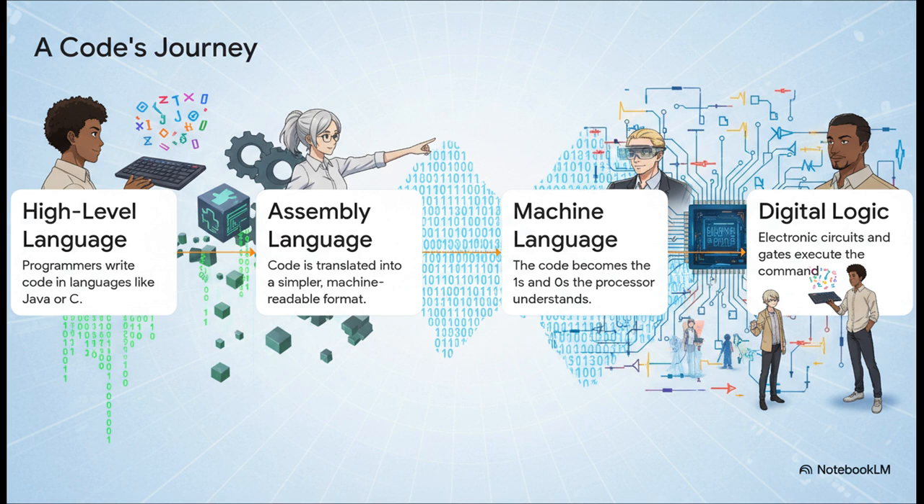It starts at a high level with a language like Java or C that's pretty easy for humans to read and write. That code then gets translated into a lower-level assembly language. From there, it's translated again into machine language, and that's the pure binary code, the ones and zeros that the processor can actually understand. Finally, you get to the digital logic level, where physical circuits and gates are literally opening and closing, representing those ones and zeros with actual electrical pulses.